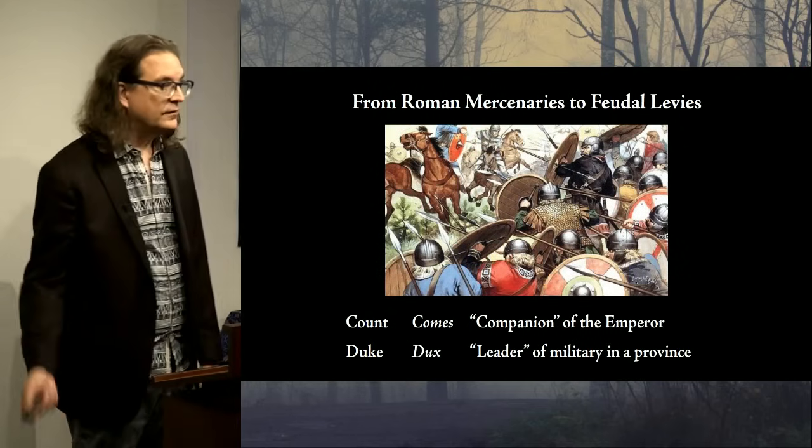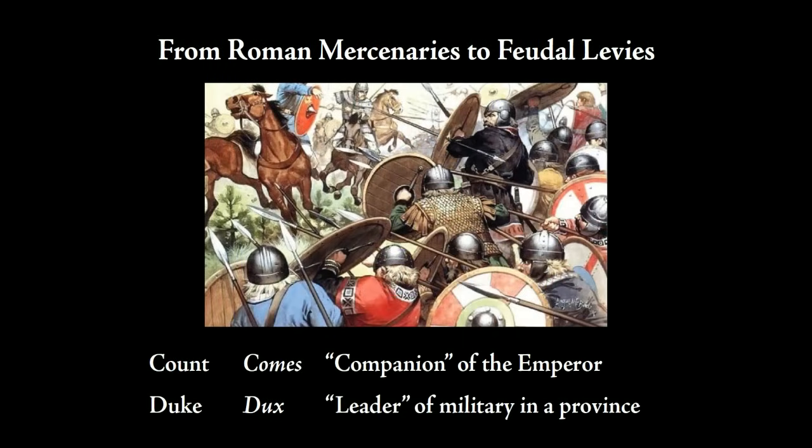As I mentioned, we're having less capacity in Rome to make and grow our own homegrown legions, and so instead they've been recruiting German federates. And so we get these titles in Latin like comes, which means companion to the emperor, and dux, which is Latin for leader. Those ultimately evolve into things like count and duke in English.